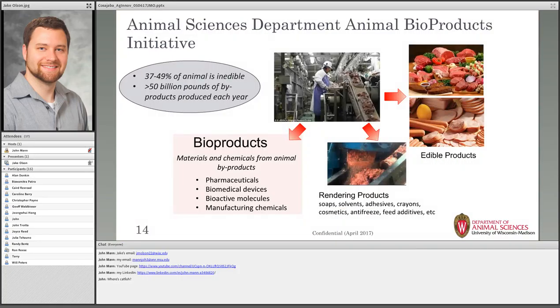That will bring us to a little bit of an introduction on the product itself, which is Cosajaba oil. Let me briefly mention that, as I mentioned, this is part of the Animal Sciences Bioproducts Initiative. What we're really after here is that we know there are about 50 billion pounds of animal byproducts produced each year that are of low value or even waste. And so what we're trying to work on now is, can we better utilize these byproducts?